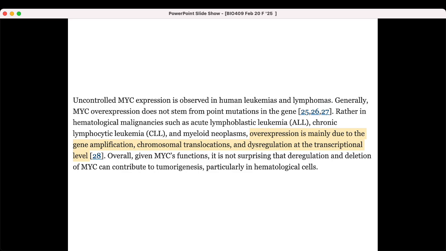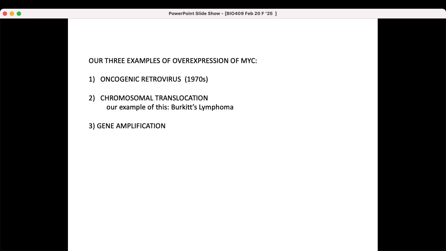So overexpression is mainly due to gene amplification, chromosomal amplification. So there's really 3 different stories of how MIC gets made too much, 3 different kinds of mutations. And so on Tuesday, we'll start with that. And so that's our last slide for today. Our 3 examples of making too much MIC. And they all 3 involve something about the regulatory region. So they're going to be really familiar to us and really satisfying. And they're just too much, right?